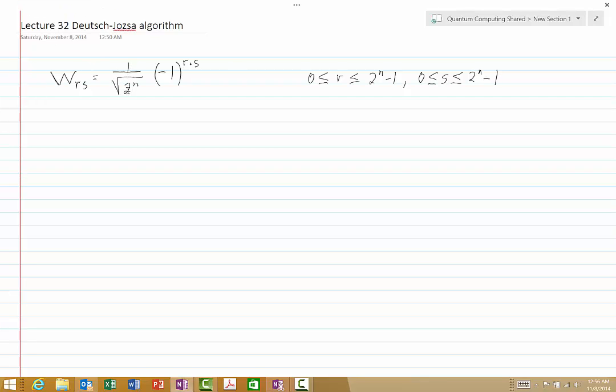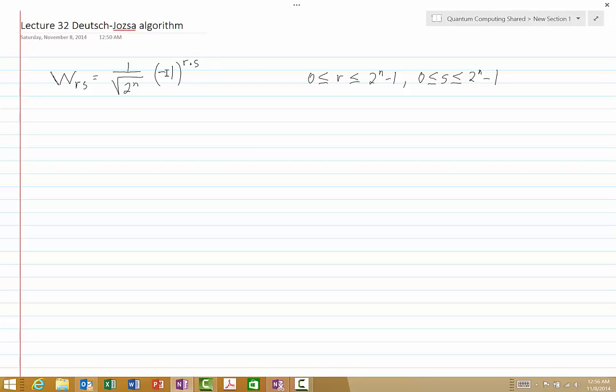It's 1 over the square root of 2 to the n times negative 1 to the r dot s power. And what we mean by r dot s is we write the binary representation of r as an n-bit binary number, write s as an n-bit binary number, and then we see in how many positions r and s both have a 1, and add those up, and whatever number we come up with, that's equal to r dot s. And then we raise negative 1 to that power.